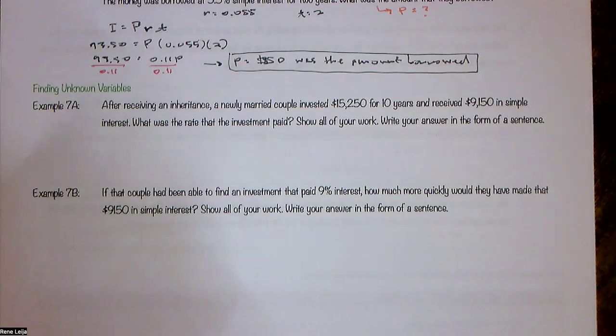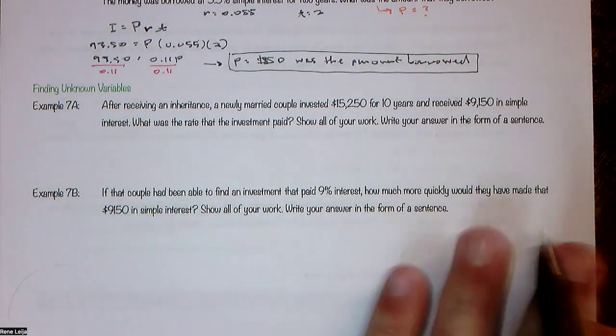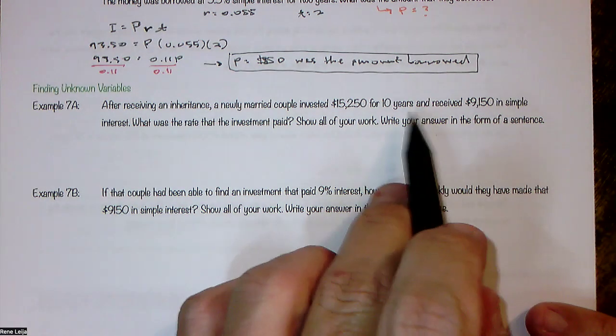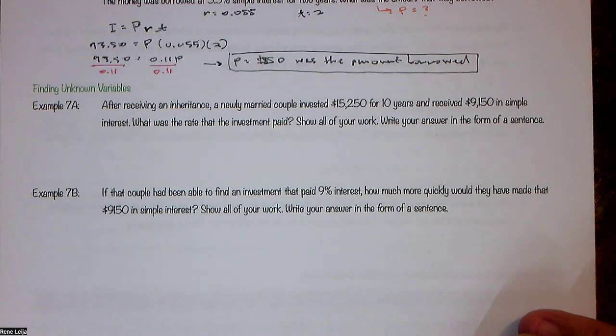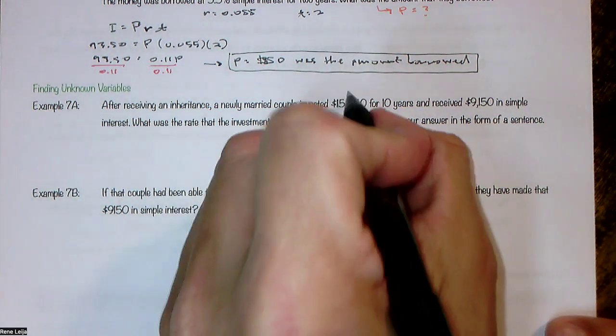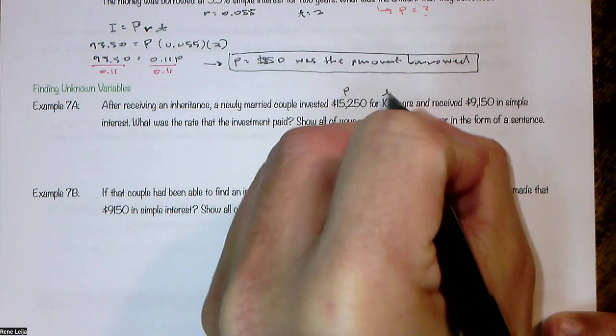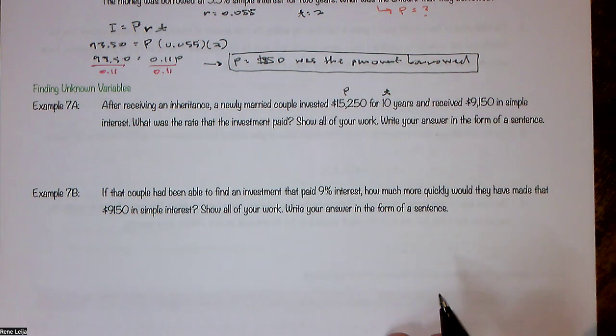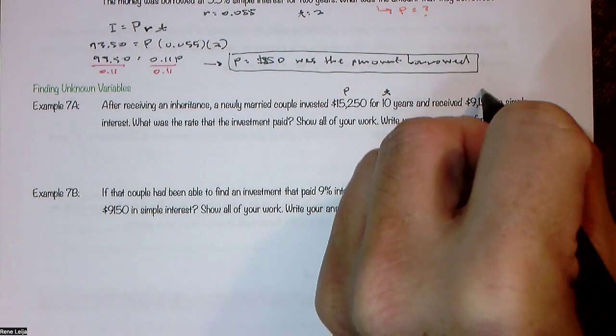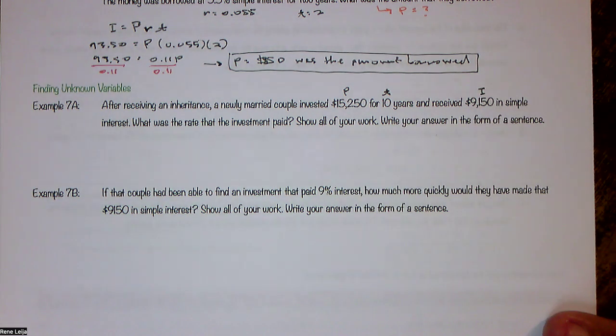After receiving an inheritance, a newly married couple invested $15,250 for 10 years and received $9,150 in simple interest. What was the rate that the investment paid? Show all your work, write your answer in the form of a sentence. Okay, well, that's very similar to what we just solved. So I have the principal, there's the P, here's T, and this is my interest amount.